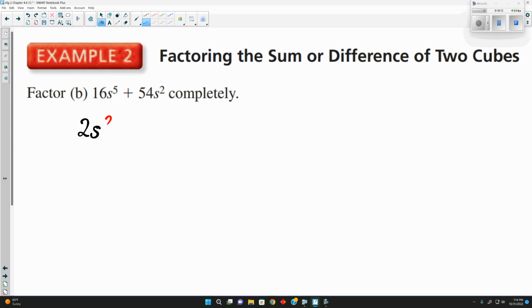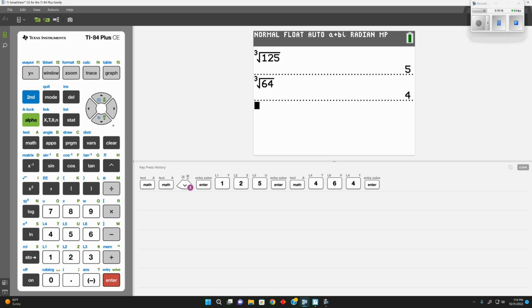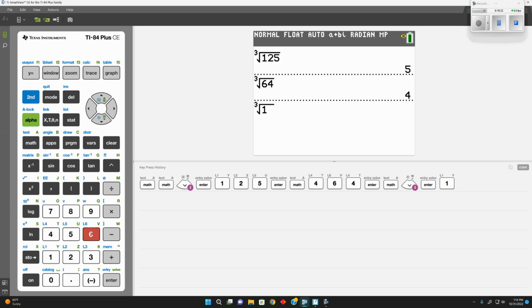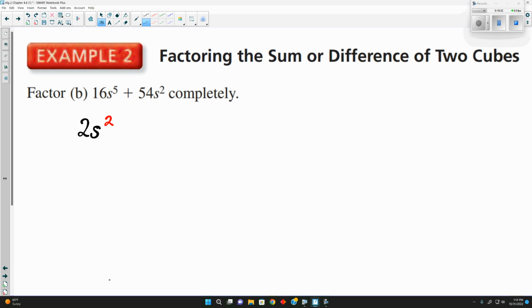Because there's the greatest common factor of 2x squared, yes? Now, if we looked at this originally, so 16, if we take the cubed root of 16, let's see what we get. We get a decimal. So what it's telling us is we can't actually take the cubed root of 16. So if this is going to be the sum or difference of perfect cubes, here a sum of perfect cubes, hopefully there's a greatest common factor we can pull out.